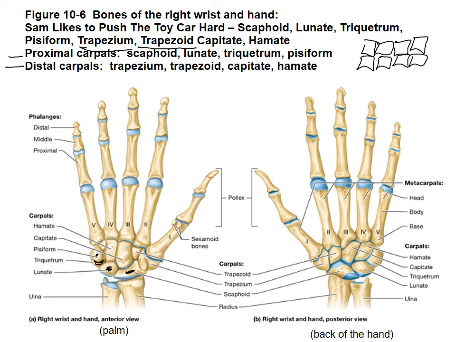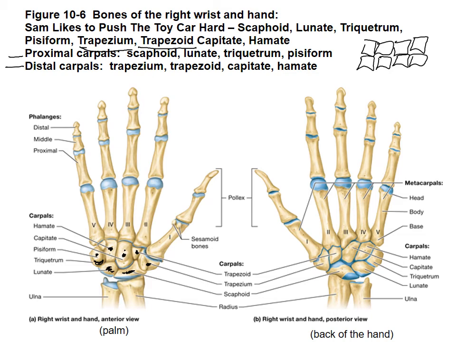So you're in anatomical position. This is our right hand, so you're looking at the palm. So the most proximal ones are the scaphoid, lunate, triquetrum, and pisiform. Then the next 4 in order would be the trapezium, the trapezoid, the capitate, and the hamate. So those 4 in order. So Sam likes to push the toy car hard. And so that's a fairly easy way to remember those.